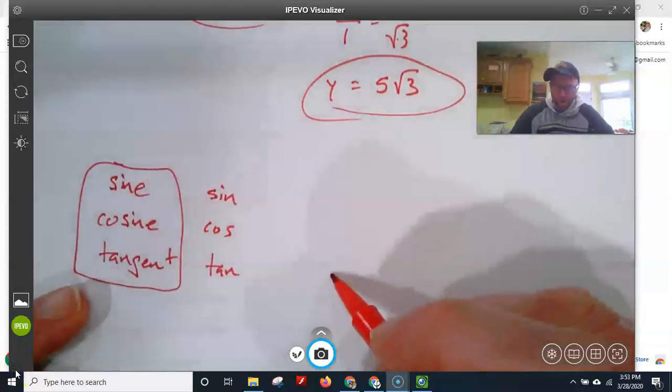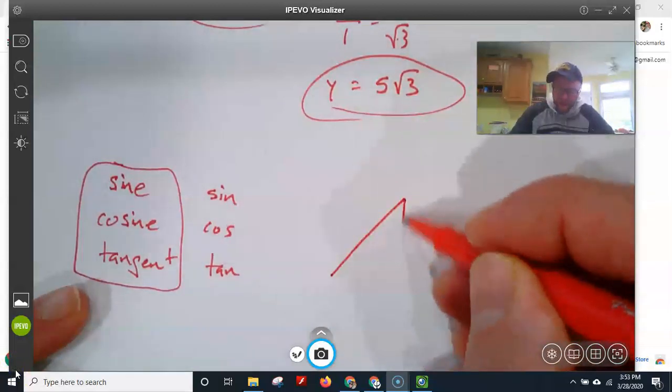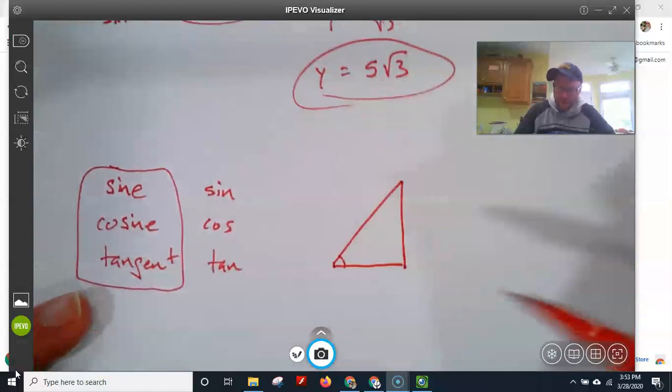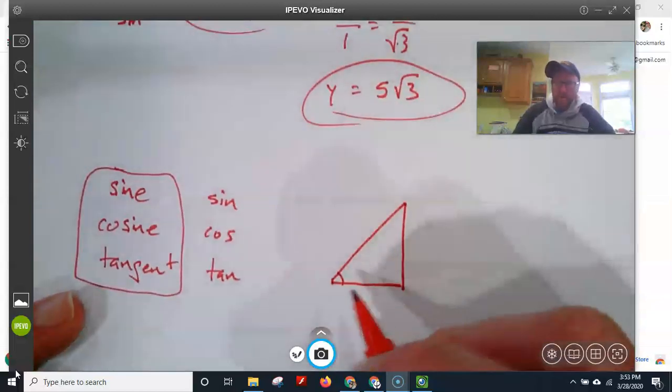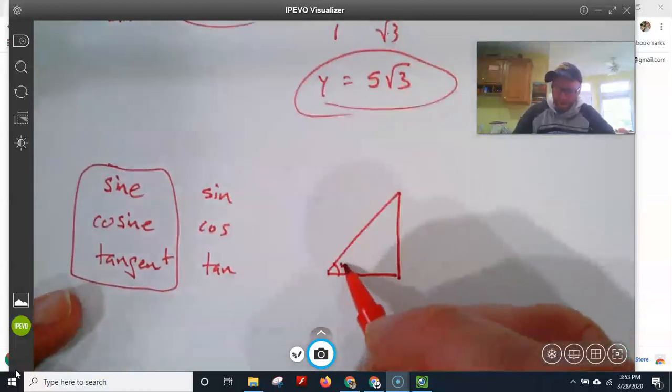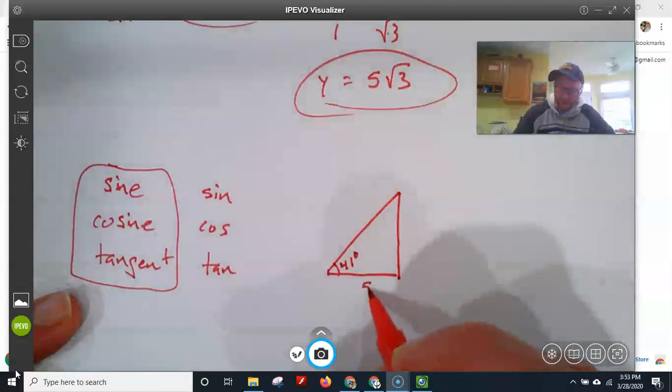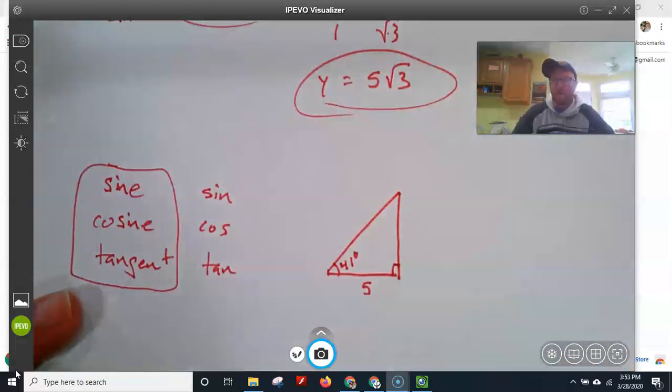So say I've got a right triangle that's not a special right triangle. But I know this angle down here. I'll make a concrete example here. We'll say 41 degrees. And pick a side. I know that this is a 5 down here. And I want to find the other sides.